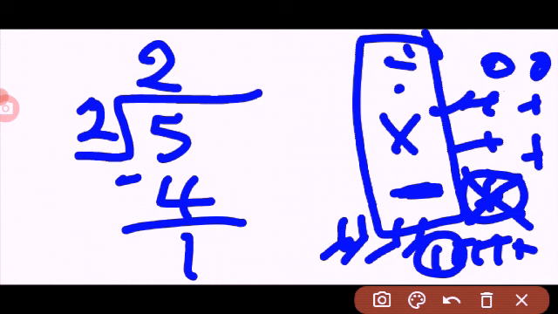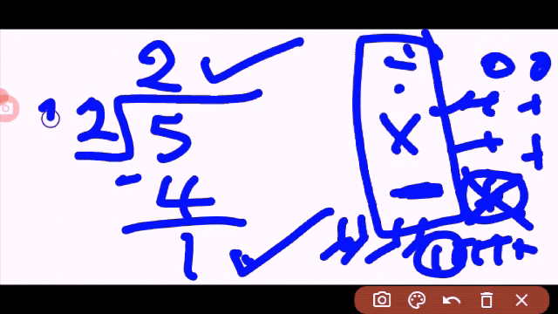2 divide 5 will give us 2. Remainder 1. Okay, so the last number down, which is less than this 2 dividing it, is the remainder. If the number down is smaller than the 2 doing the division, it's called a remainder. So 2 divide 5 is what? 2. Remainder 1. Okay, so that's how long division goes.